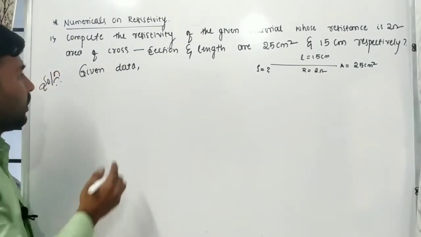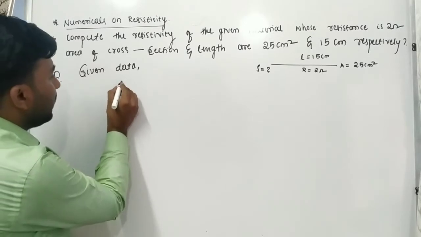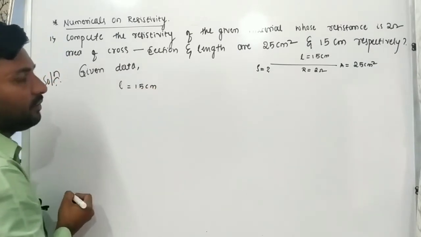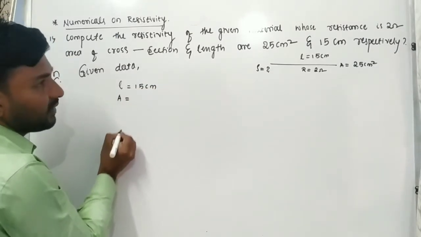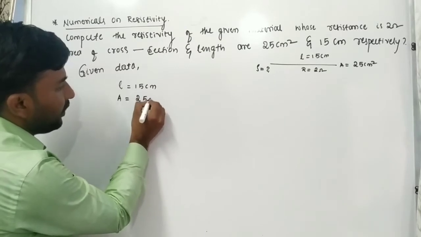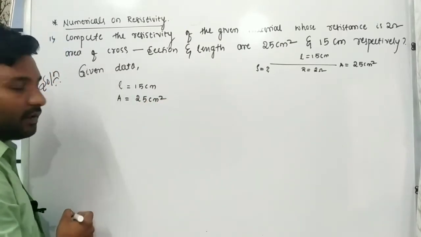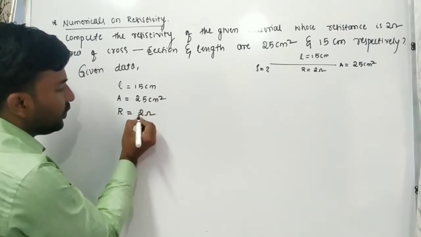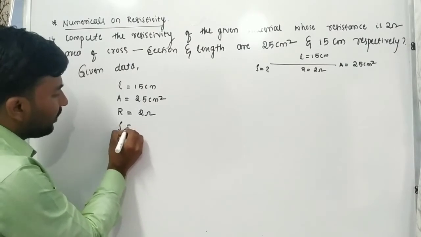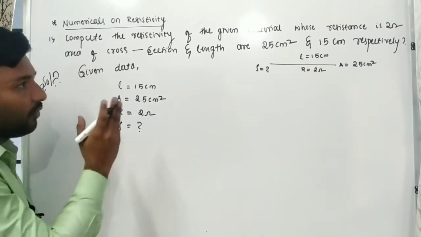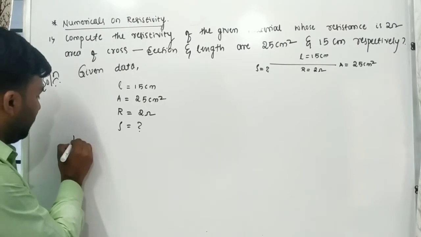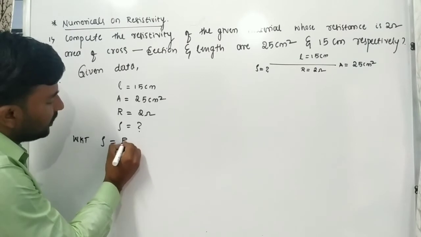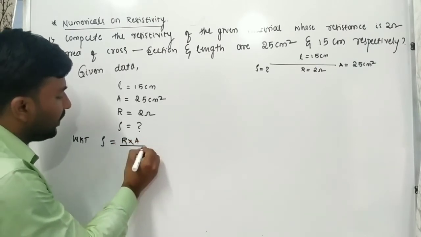Got it? So the given data is L is equal to 15 centimeter, area of cross section is 25 centimeter square, resistance is 2 ohm. We have to calculate the resistivity of the given material. We know that resistivity is equal to R into A divided by L.